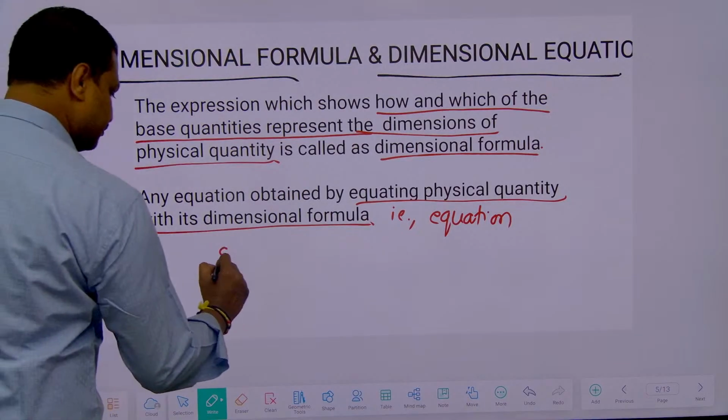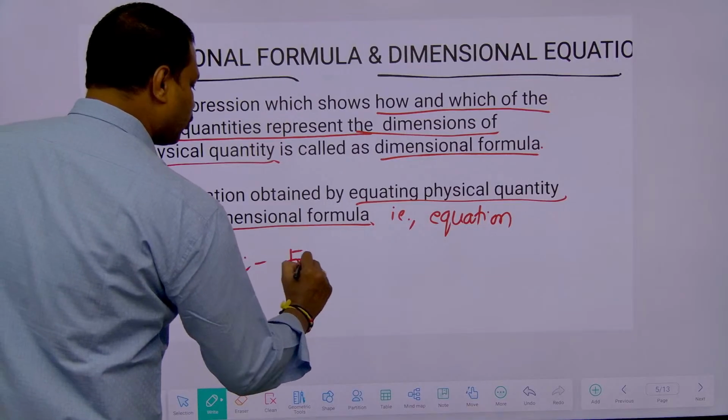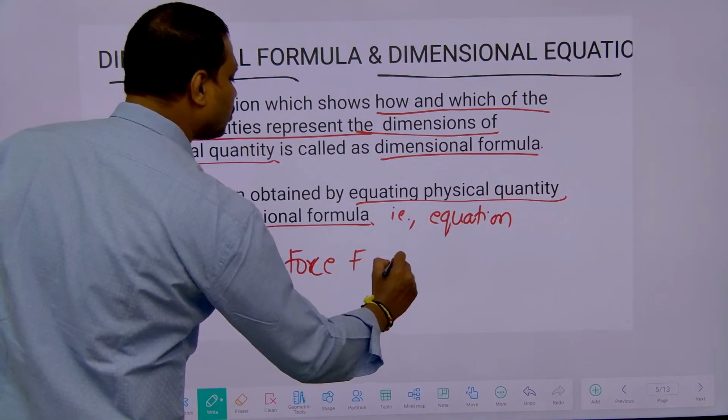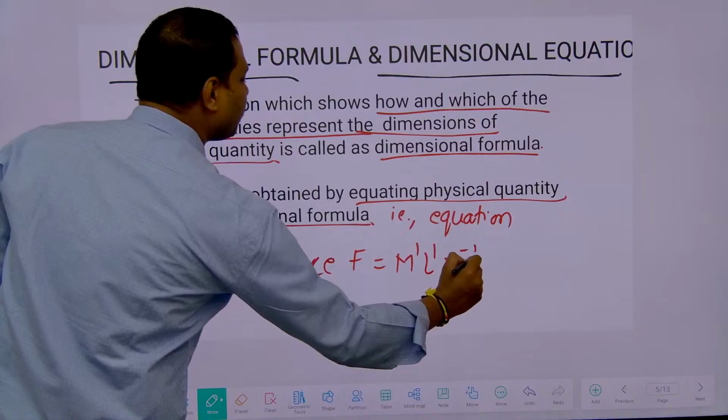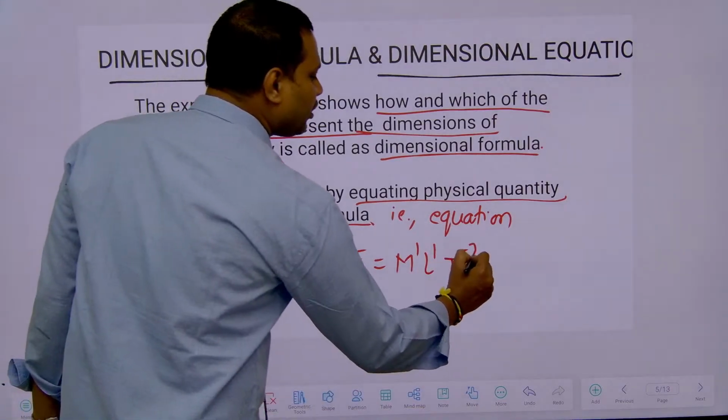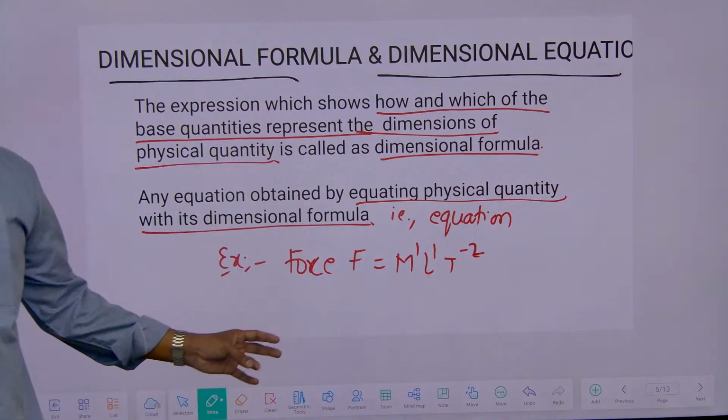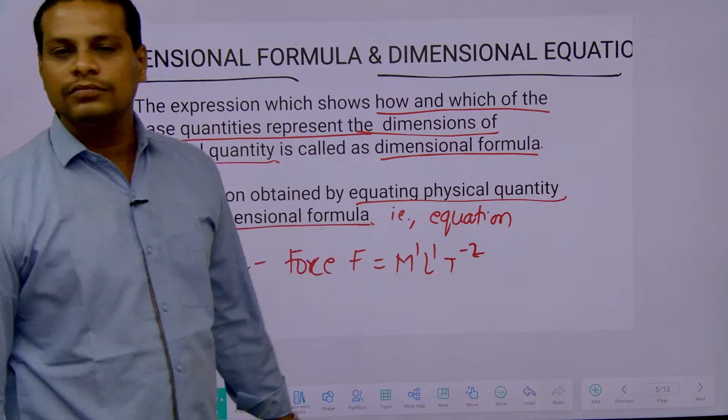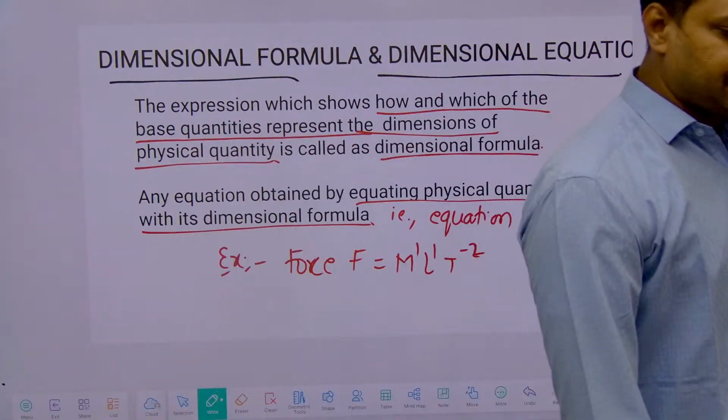Now example, if I take force, how to represent the force? F is equal to M power 1, L power 1, T power minus 2. So which base quantities we used? Mass, length, time. And what are their powers? 1, 1, minus 2. That's it.